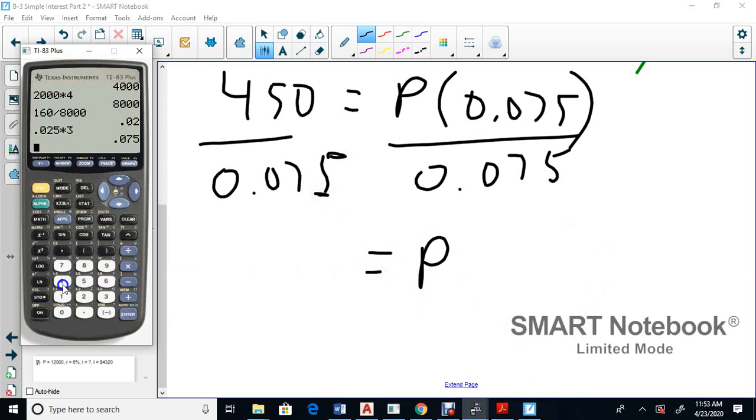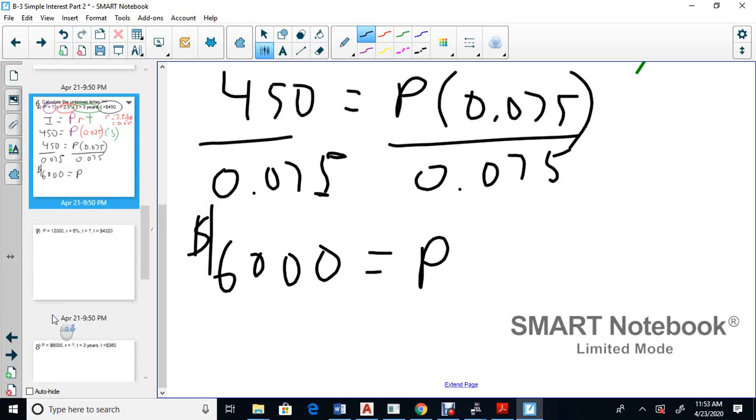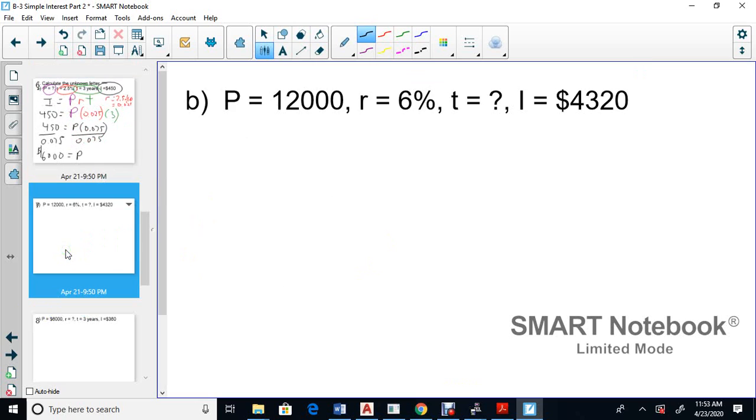Don't know what that is. 450 divided by 0.075. 6,000. Okay. And our answer is 6,000. It'd be $6,000, but it's 6,000 bucks. Our principal that we started off with. Okay, let's do a couple more of these.